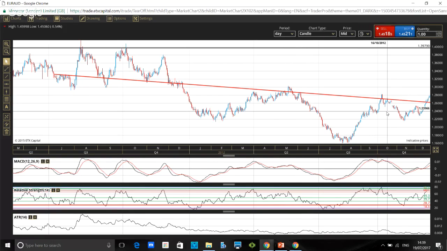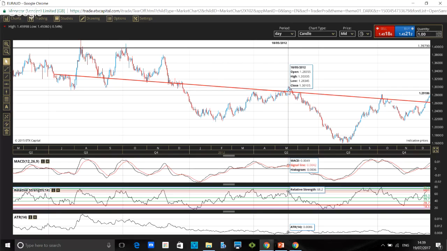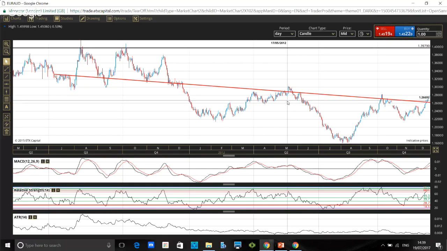And I'll show you here. Here we've got the RSI. Pay attention to the RSI. At this point where we had a false breakout of that trend line, the RSI and the ATR were showing us that there could probably be a trend reversal at that point.